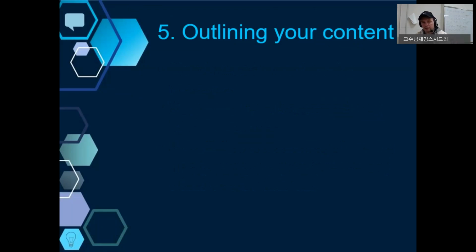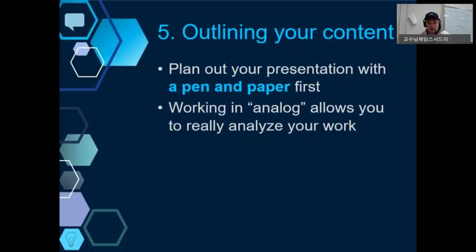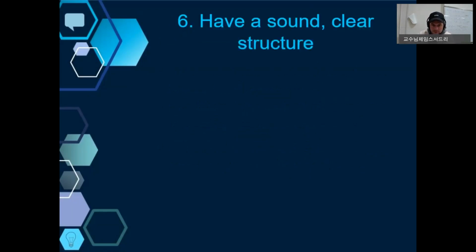We're going to talk now about outlining your content. So use pen and paper to prepare for this presentation. Do the planning using pen and paper. This will help you. Use pictures in your pen and paper, okay? It helps you to analyze the stuff that you want to say and do. It's better to have it as an analog rather than all typed out. If you do the PPT first, you may not properly edit it later. So you want to do it in stages. Write it down first, then do the PPT later, okay?